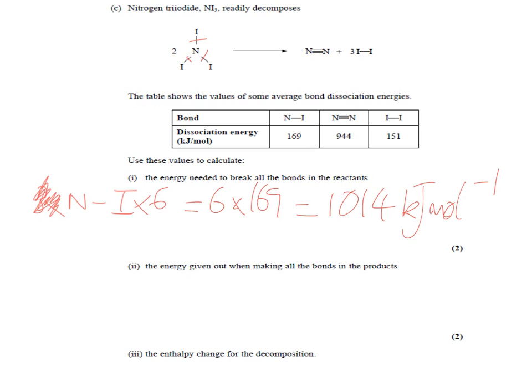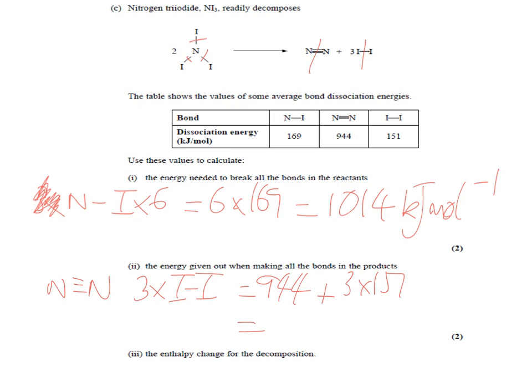Now, we have to work out the energy given out when making all the bonds. So here are the bonds that are made. So we've made nitrogen-nitrogen, which is a triple bond, and we've made 3 lots of I-I bonds. And again, I use my table here, so I've got 944 plus 3 lots of 151, although that looks like 157, but never mind, which comes to 1397 kilojoules per mole.